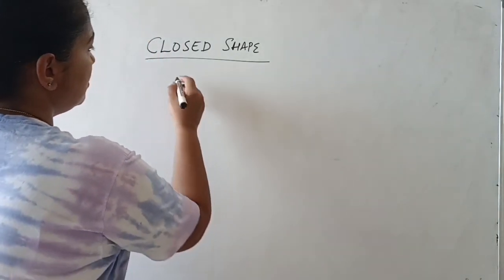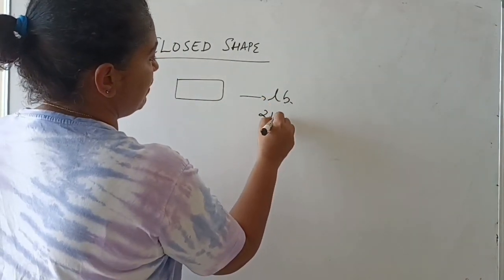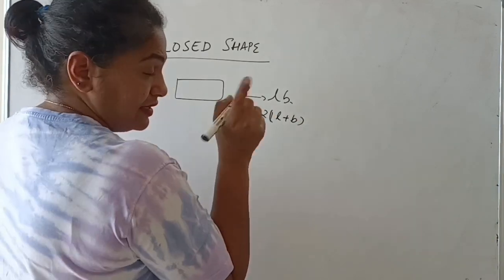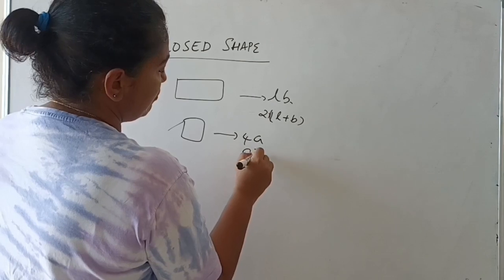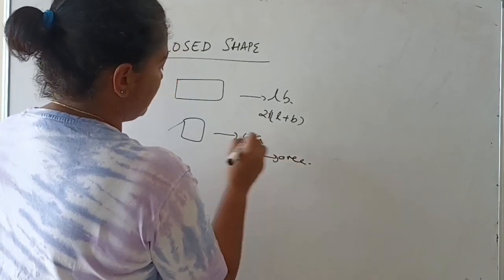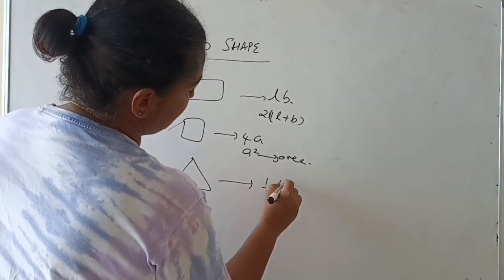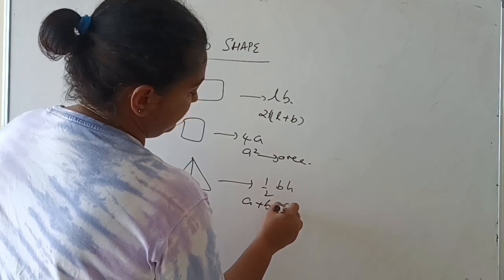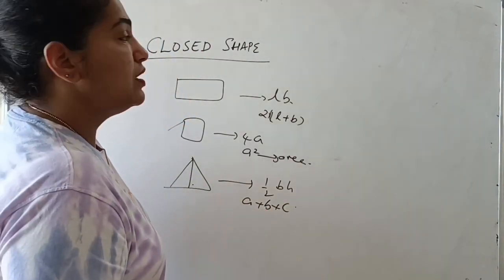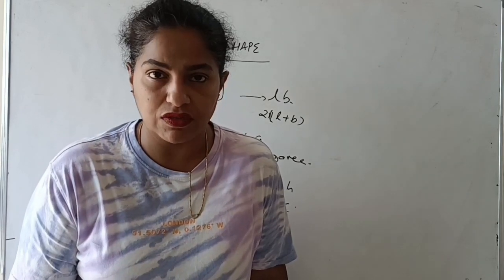So area of a rectangle is L into B. The perimeter is 2 into (L plus B), where L is the length and B is the breadth. Square, you know, it is 4A and A square. A square is the area and 4A is the perimeter. And you know about the triangle, area is half BH, where B is the base and H is the height. And A plus B plus C is the perimeter. Now, we know the basic formulas. So, let us start with this kind of sums.